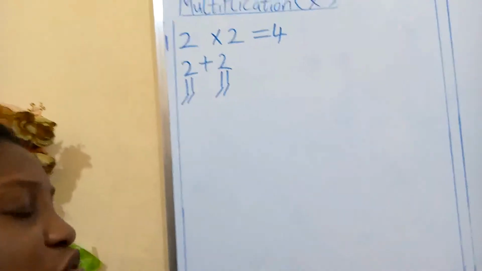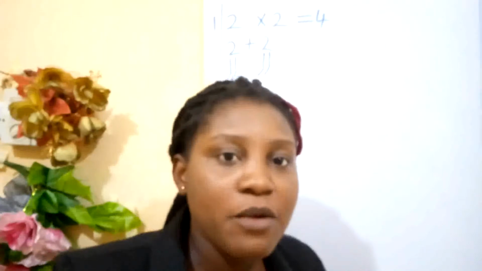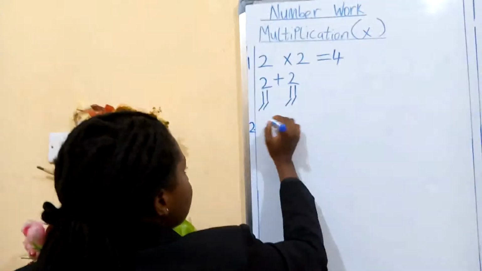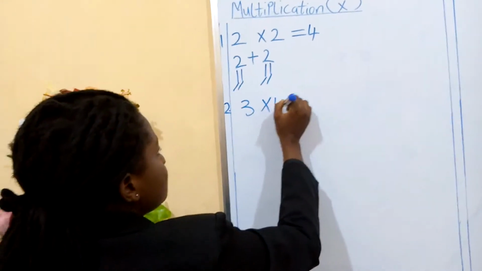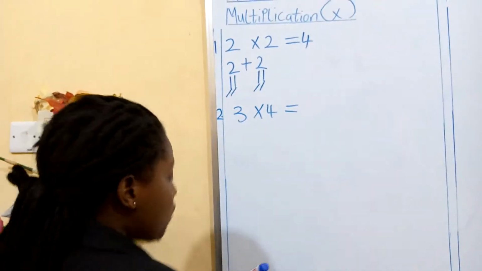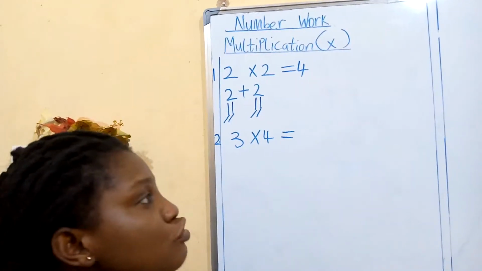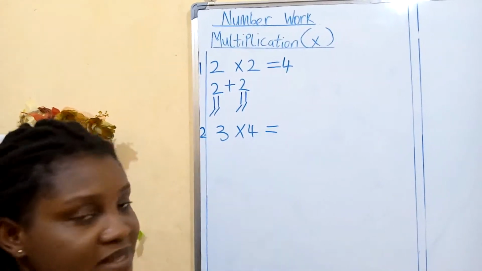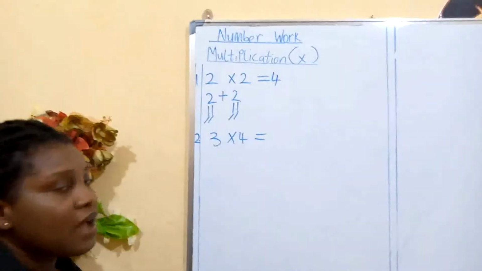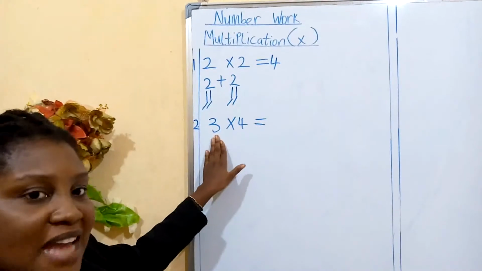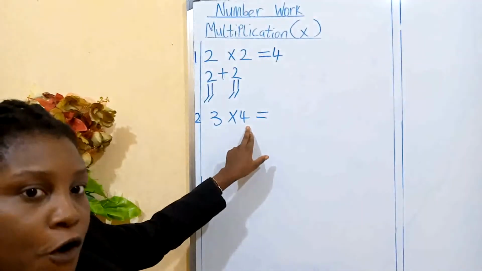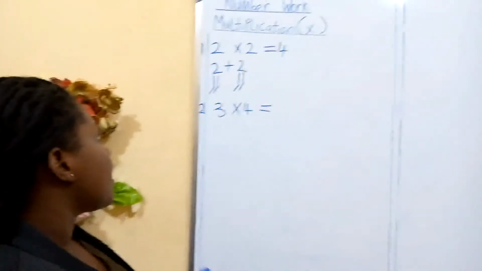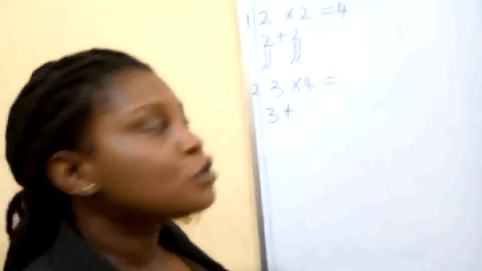So now which other one? Let's try 3 times 4. Okay, this is 3 times 4. If mommy asks you 3 times 4 is what, you don't need to start reciting your times table from 3 times 1 to get it. You can easily get your book and do it like this. What number is this? 3 times what? 4. That means 3 goes into 4 how many times?